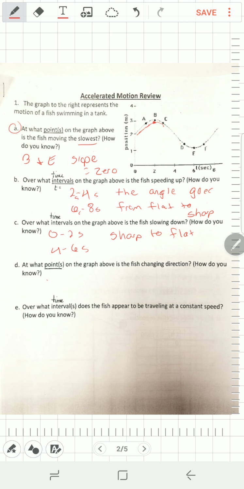So we see from B to C, it's going from positive to negative. And then it keeps going in a negative direction. D to F, it's slowing down. D to E, I apologize. D to E is slowing down. And then from E to F, it goes back from a negative direction to a positive direction.